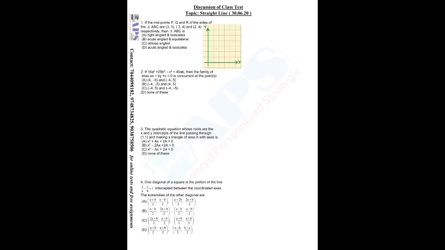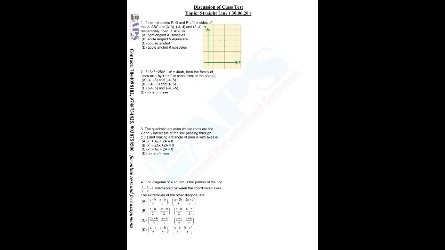Now, since the midpoints PQR are given, let us plot the PQR points. 3, 3 is the first point. Let us take 3, 3 here. And then we have 3, 4, which is here. And then we have 2, 4, which is here. So these are the 3 points PQR.